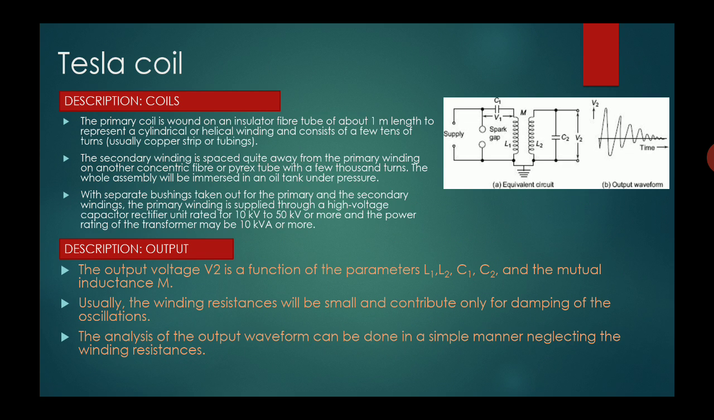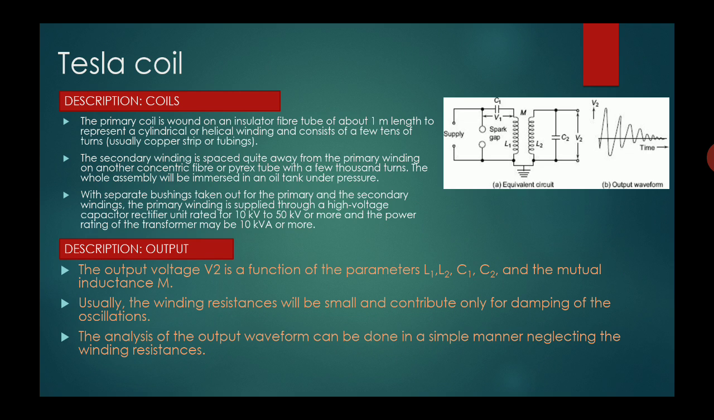Now we'll talk about the coils. The primary coil is wound on an insulator fiber tube of about 1 meter length to represent a cylindrical helical winding and consists of a few tens of turns, usually copper strip and/or tubing. So basically the primary coil is wound on an insulator fiber.